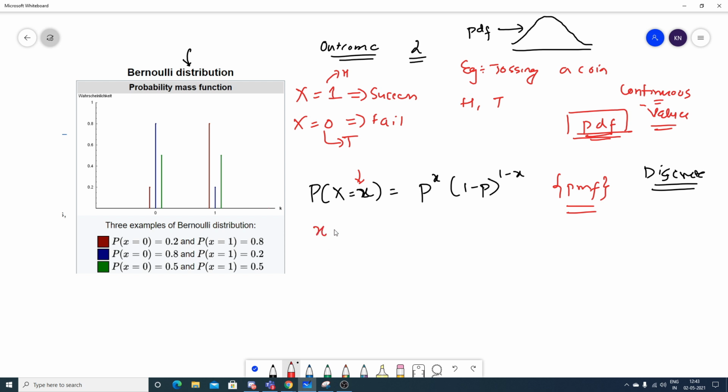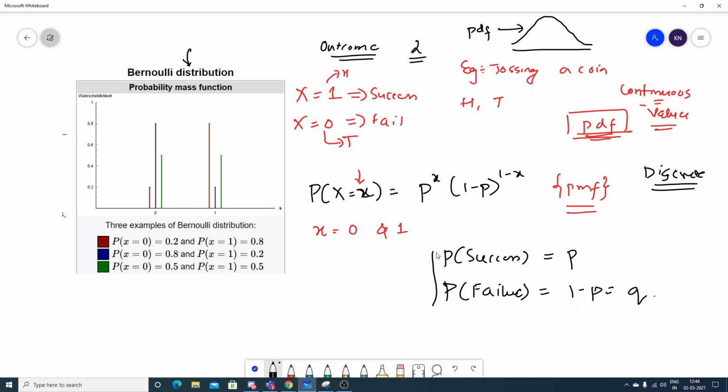We still haven't understood what values X can have. X will usually have 0 and 1. Suppose I want to show the probability of getting success. Let us represent this as P, and the probability of getting failure will be 1 minus P, which is represented by Q. Now we will try to derive this information from this particular equation itself. So let's proceed.